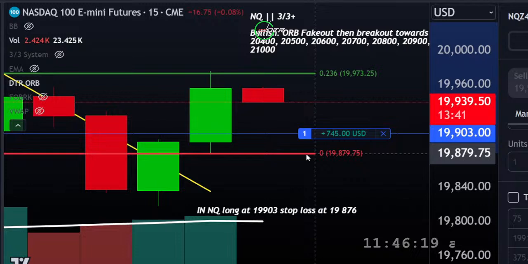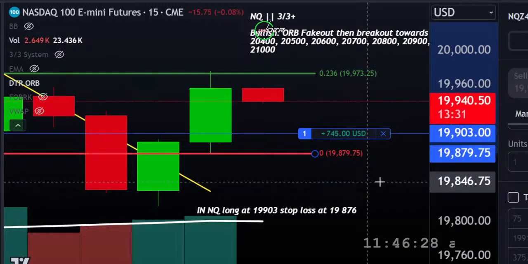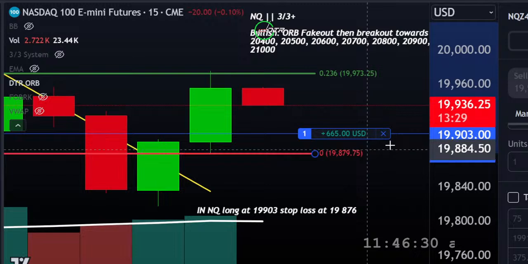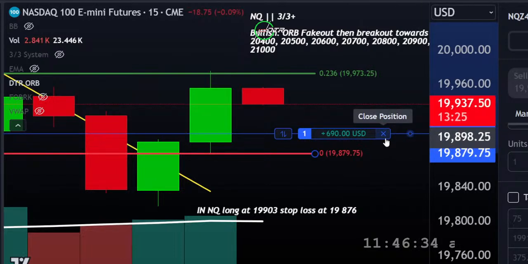Stop loss is still here. Nice work, Arya. 40 points. Can't complain about that with one contract. This pullback's more than I'd like. These 15 mins are a little bit more challenging because moves are more aggressive.